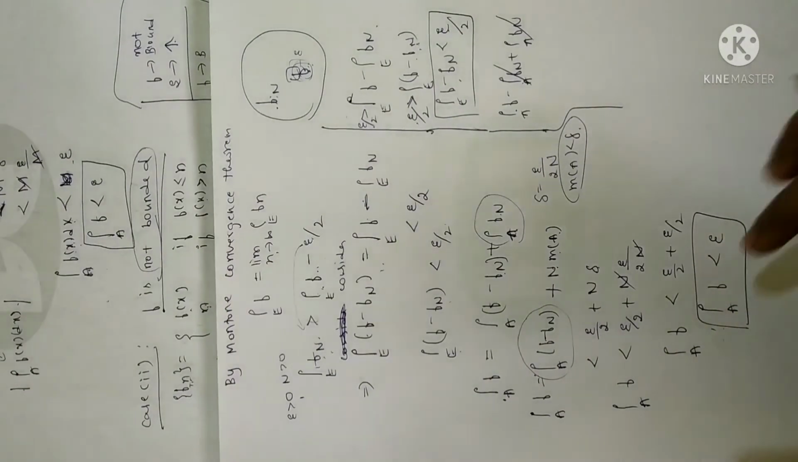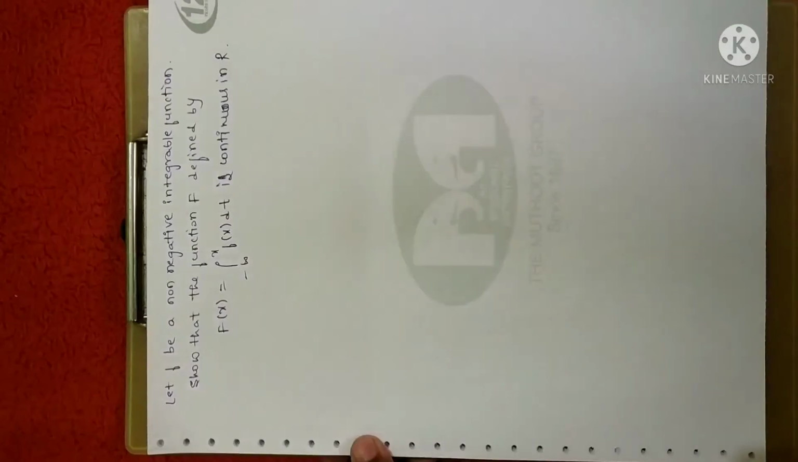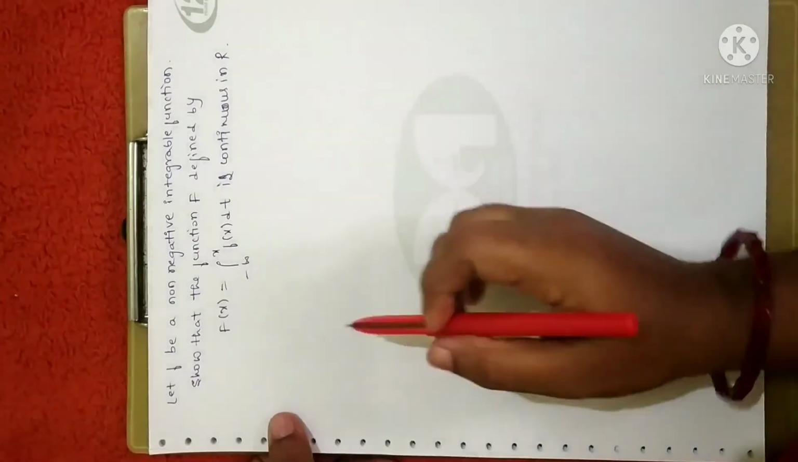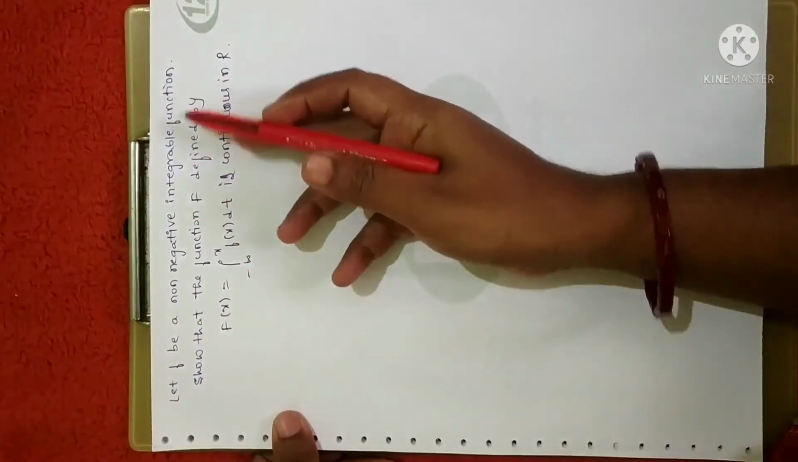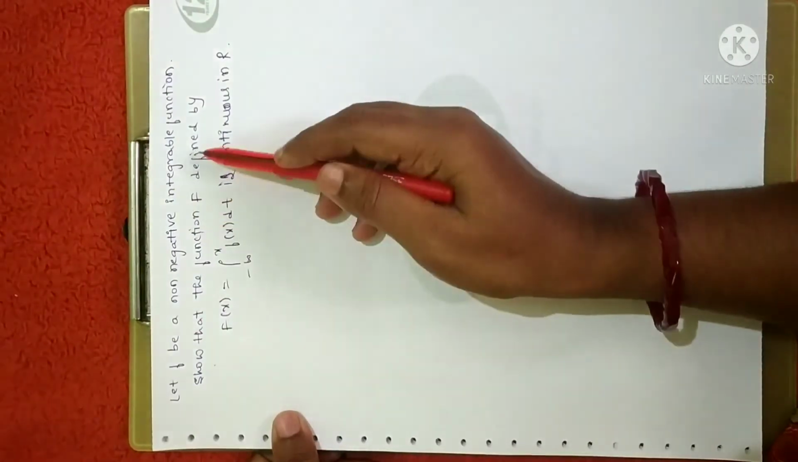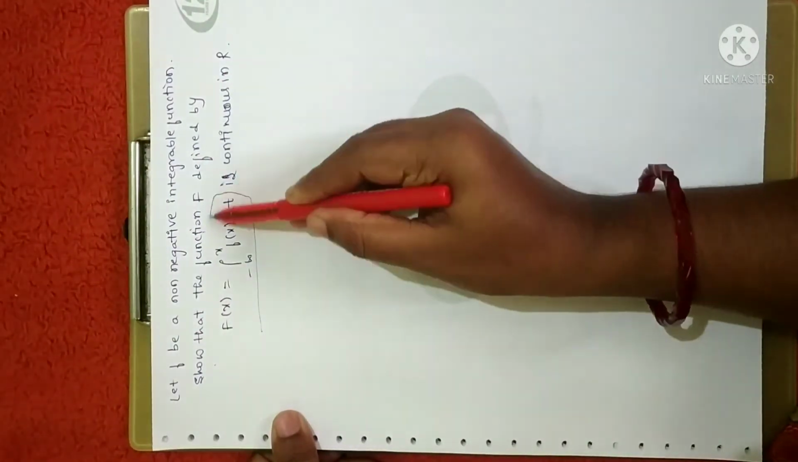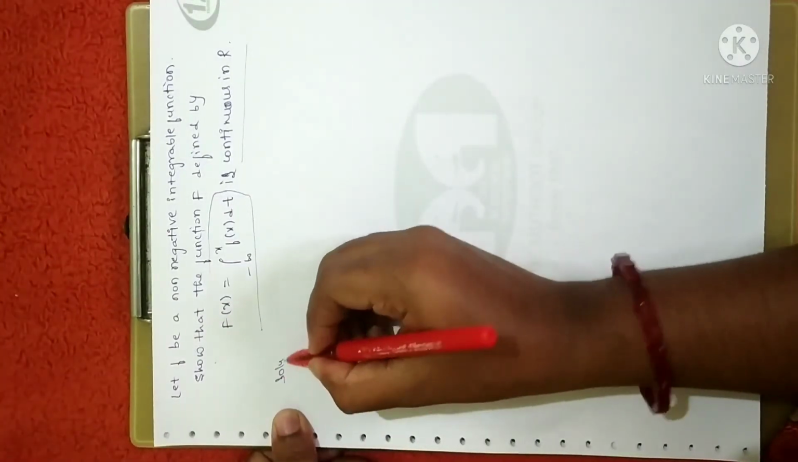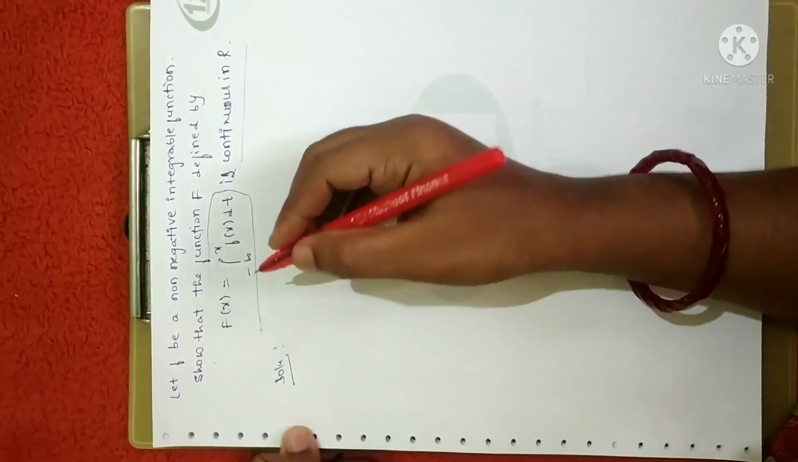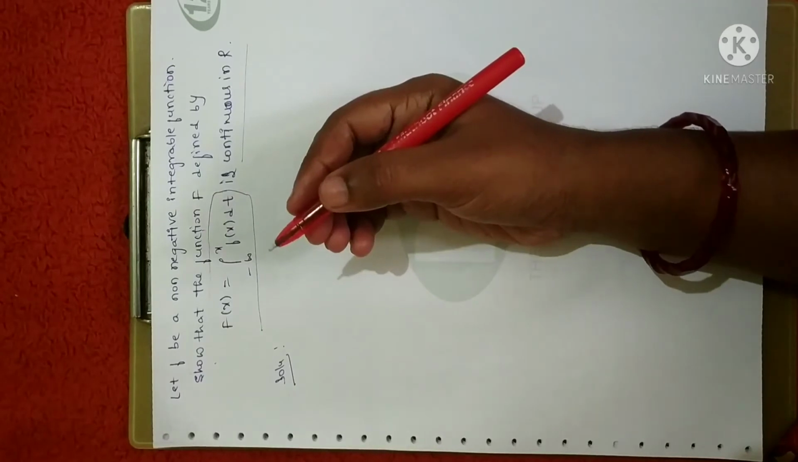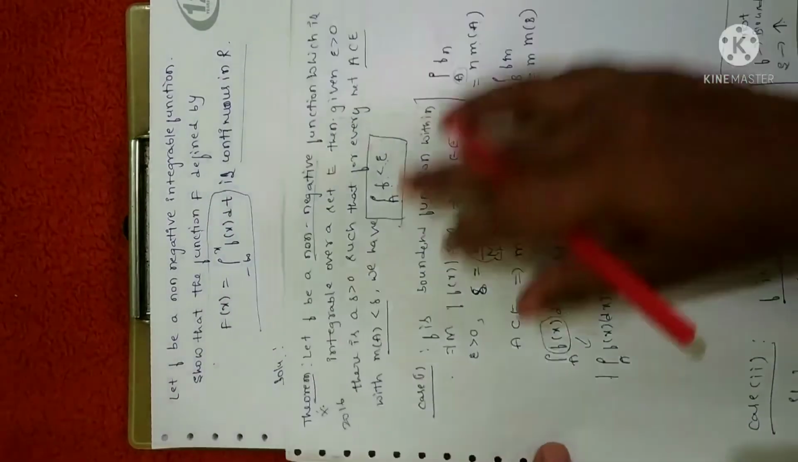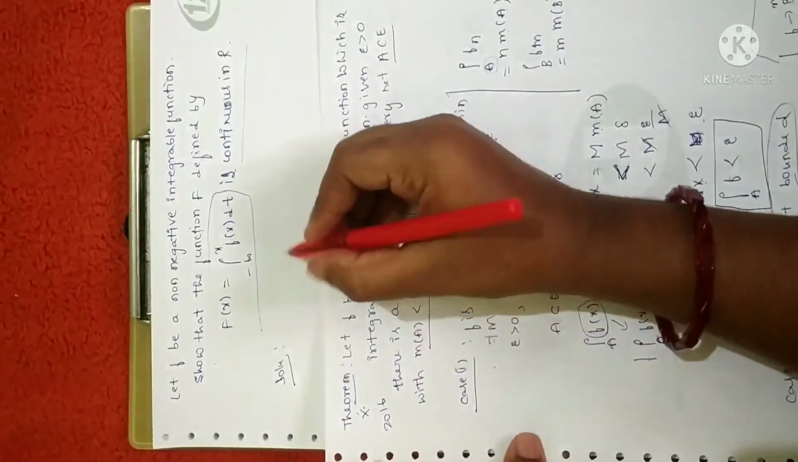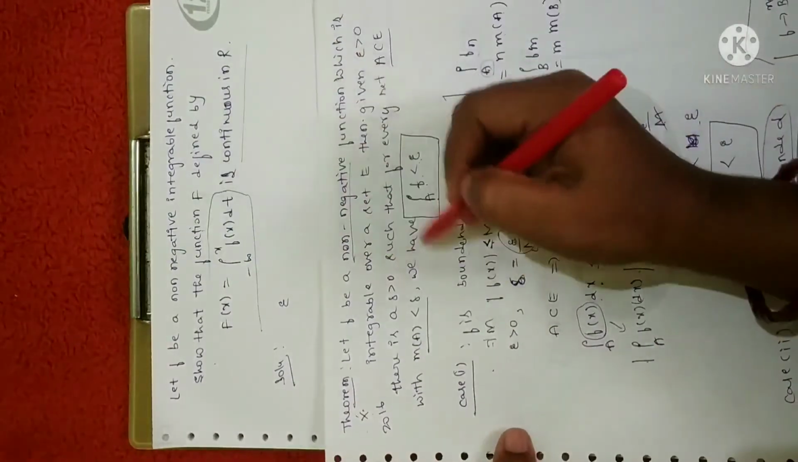Now I am going to use the same result to prove one more theorem. So here is a theorem. If f is a non-negative integrable function, we have to show that the function F, which is defined by this statement, is continuous in R. So let me prove this, that is the solution. Let me consider the theorem that we have proved just now. So here is the theorem we have proved. I'll just write the theorem. So by the previous theorem, or else if you want you can write this theorem.